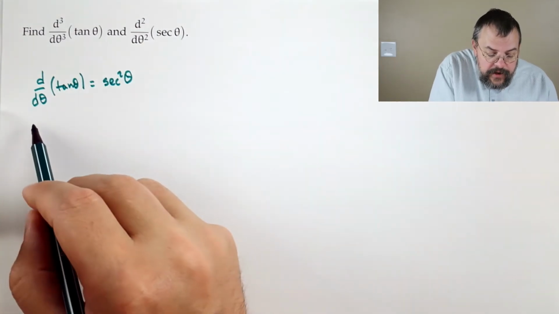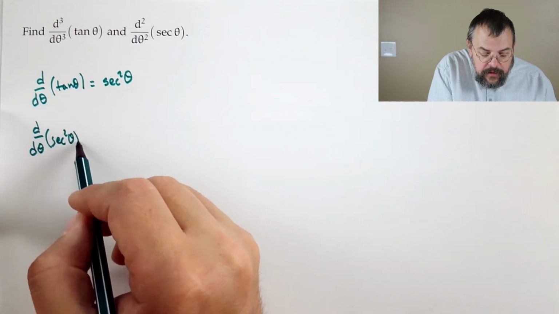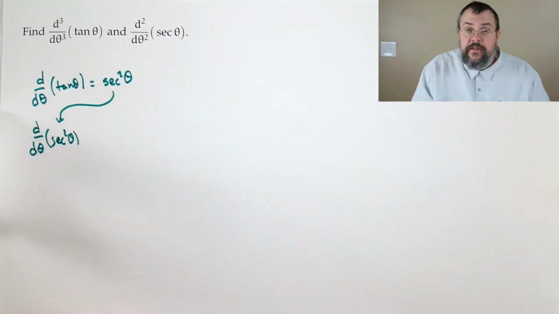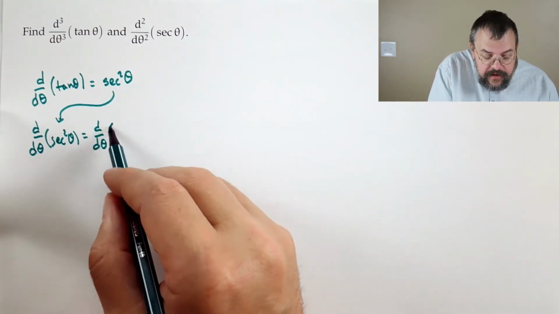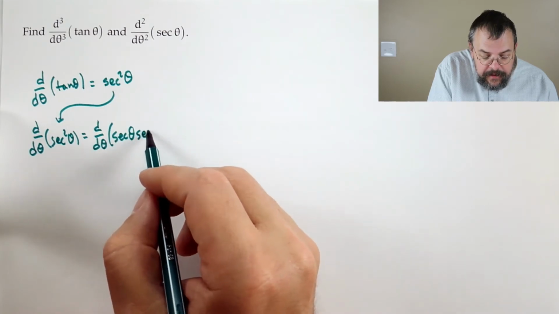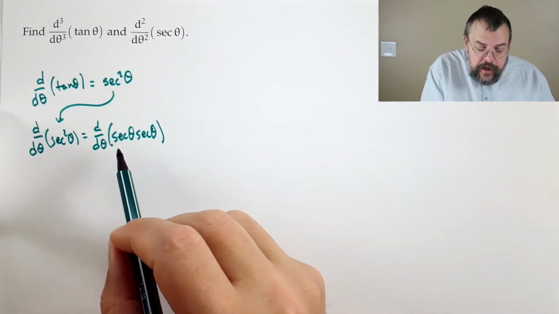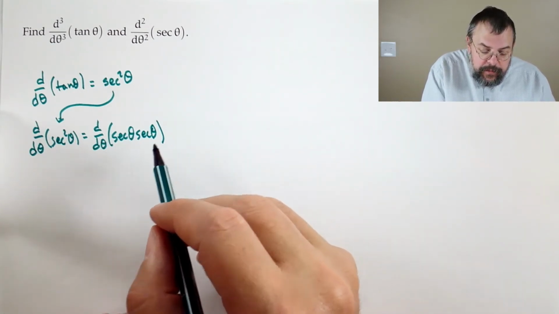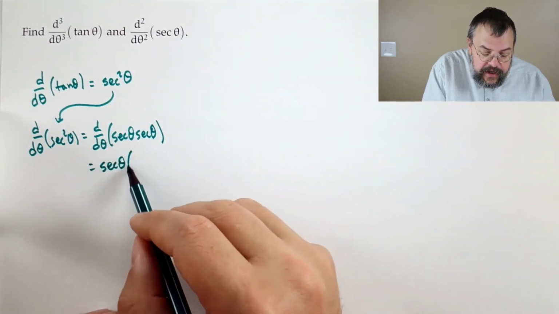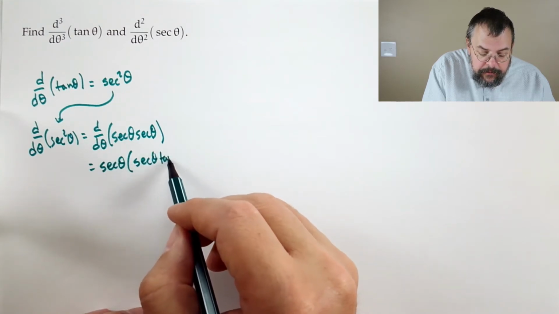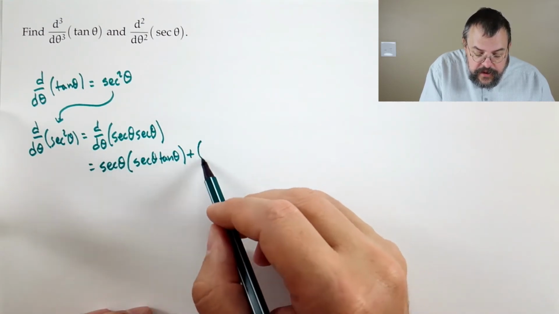Now, what's the derivative of secant squared theta? We're really taking the derivative of the derivative. This is the same as the derivative of secant theta times secant theta, because we can do that. And what do we do? That's a product rule. So that'll be the first, which is secant theta, times the derivative of the second, which is secant theta tangent theta, plus the derivative of the first times the second.